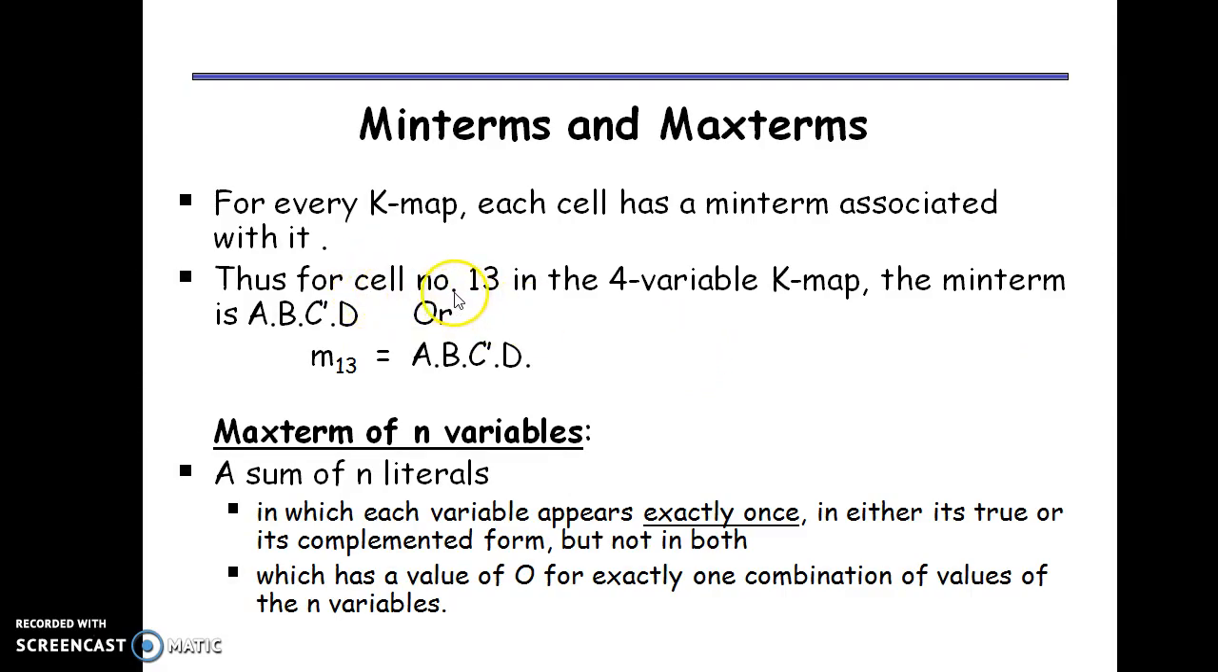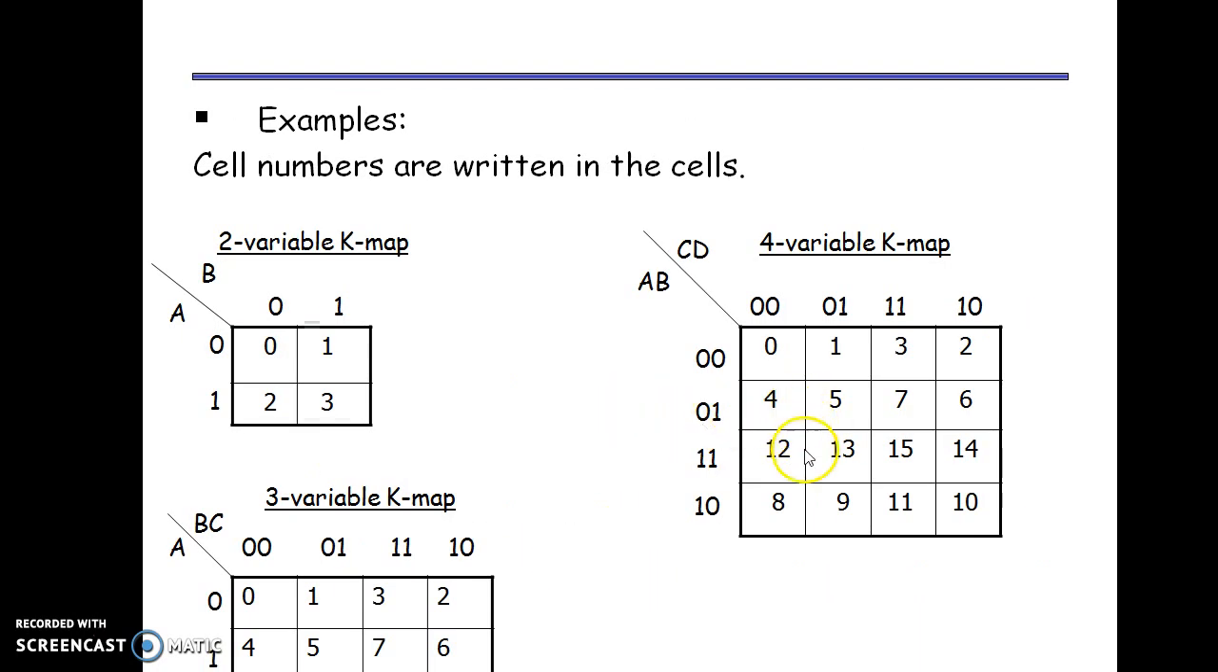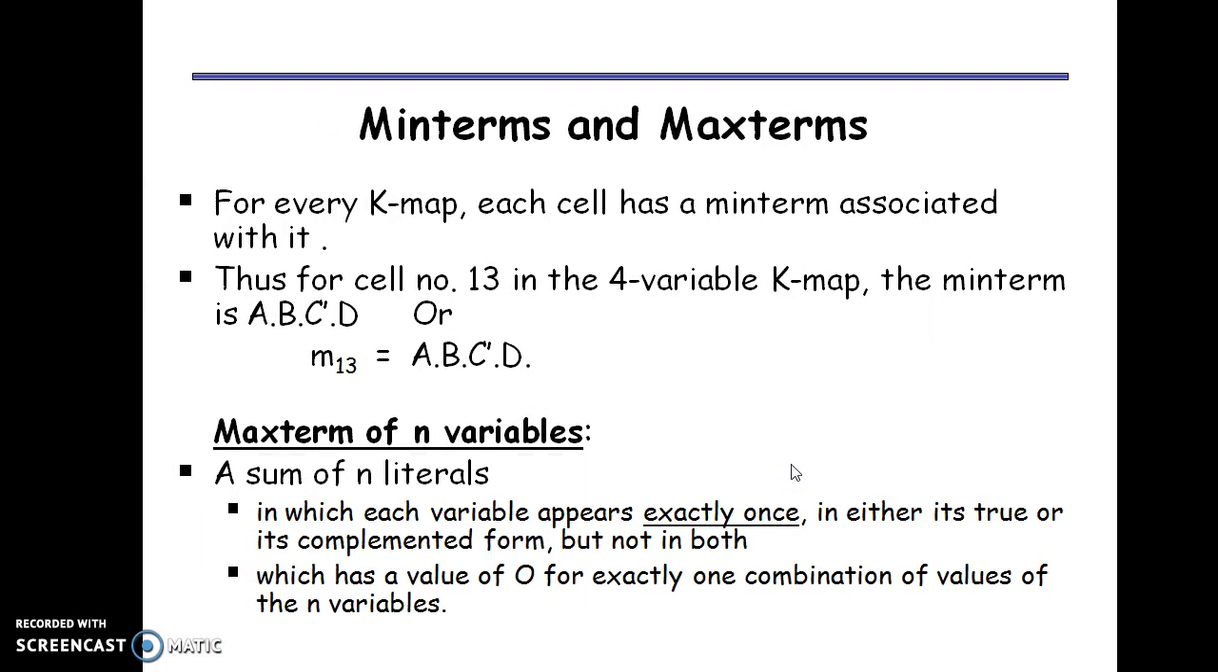We can see here the example for cell number 13. The minterm is A, B, C bar, D. We can see here 13 number. So this is A, B. This is 0, and 0 means C bar, and D. So for the 13 number cell, the minterm is A, B, C bar, D. For the 15 number, it is A, B, C, D. For the 12 number, A, B, C bar, D bar, and so on.